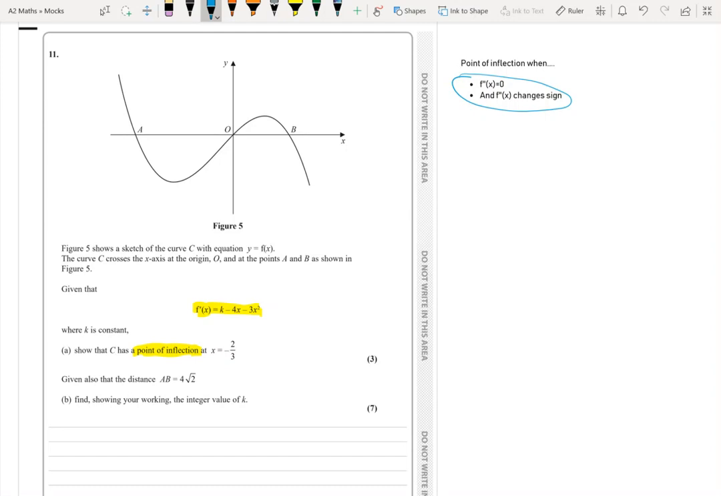We need to start by finding f dash dash. So for part A, we're already given f dash. The gradient function is k minus 4x minus 3x squared. So we're going to differentiate that just once more to get f double dash, the second derivative. K is a constant, so that will differentiate to 0. We don't need to write that. Minus 4x differentiates to minus 4. And minus 3x squared differentiates to minus 6x.